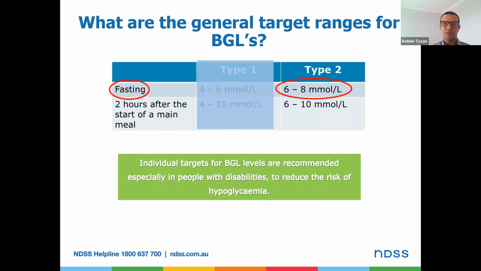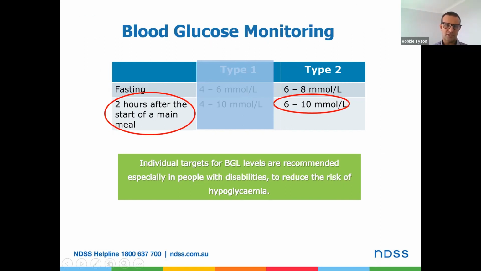Having a look quickly now at blood glucose target ranges. So at the moment, we've got here fasting for people living with type 2 diabetes. Target ranges, these ones are generalized only and should be individualized based on, obviously, the type of diabetes, medication, age, etc. Somewhere between 6 and 8 millimoles per litre, first thing in the morning or fasting, is the target range. And then 2 hours after a meal, we're looking at somewhere between 6 and 10.